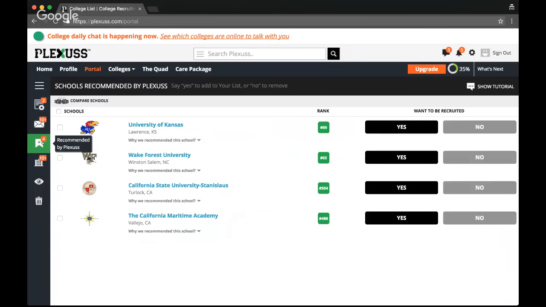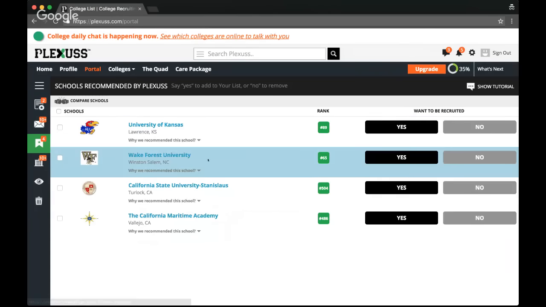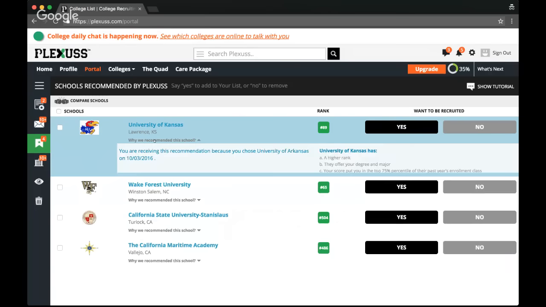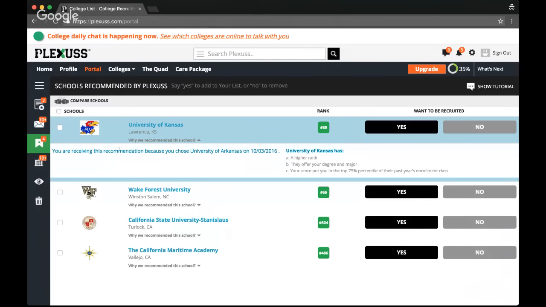Moving down to the third category here, this is the recommendation area. So I have 4 schools recommended to me currently. If I was interested in the University of Kansas, I can click on that link. It'll take me to their school page, and we can see a little bit more information about the University of Kansas there to make my decision if I am interested in the University of Kansas.